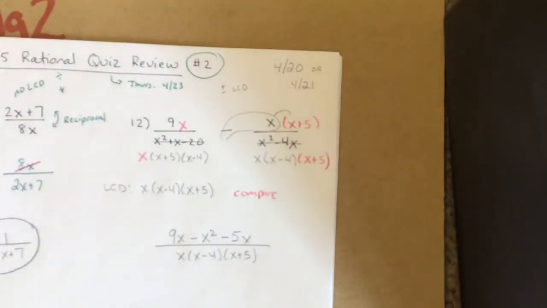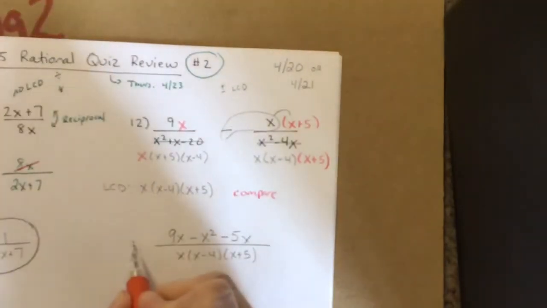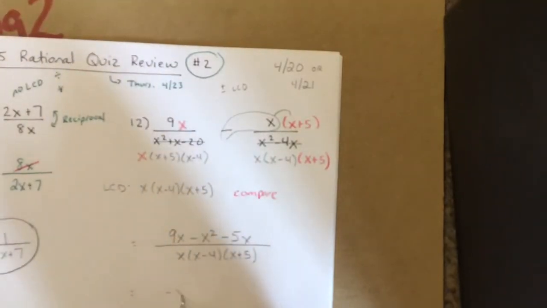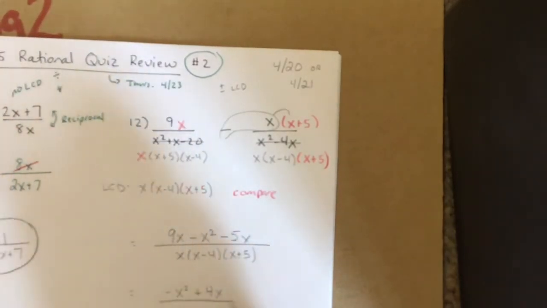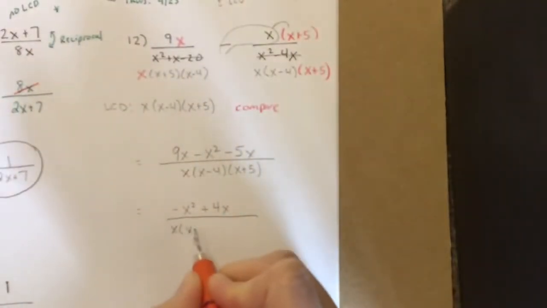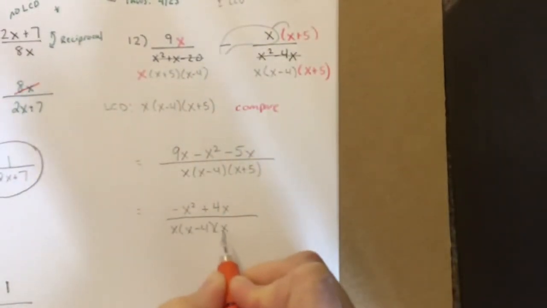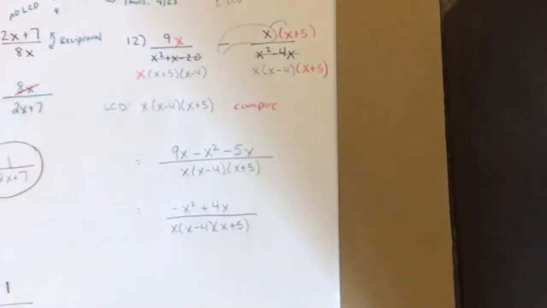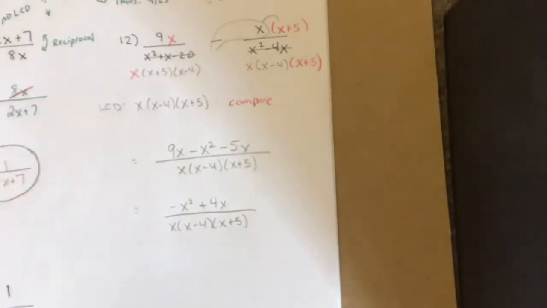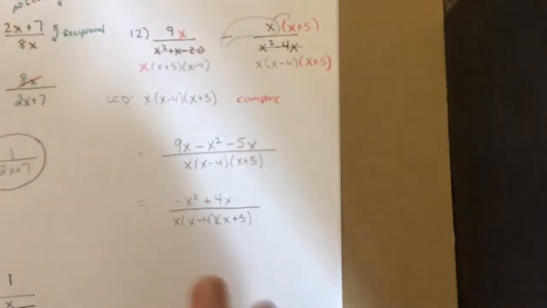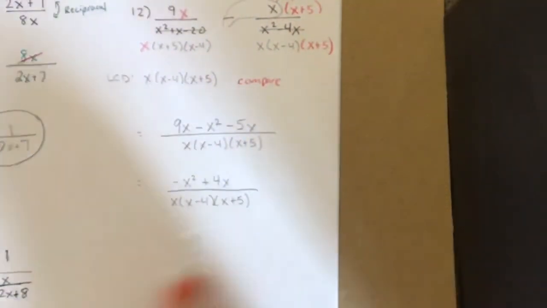Then combine our like terms. I will write it in standard form. I get negative x squared plus 9x minus 5x is 4x. And I have my denominator, the LCD. Now, if you get to this answer, this is sometimes the final answer, and you're all done, circle, finished.